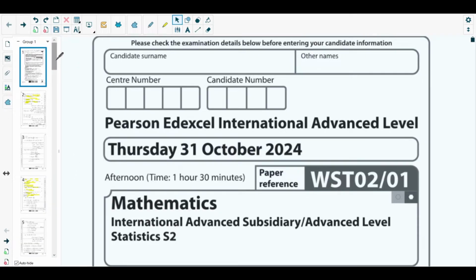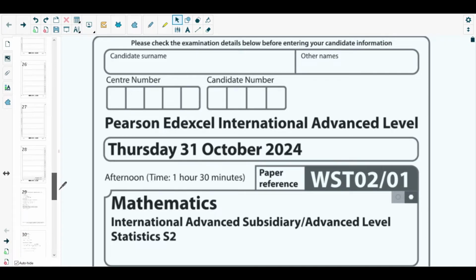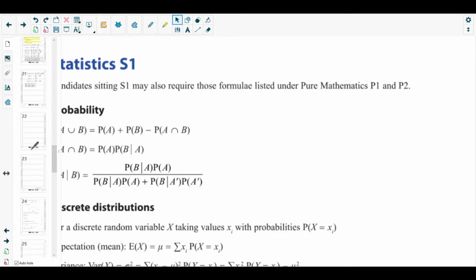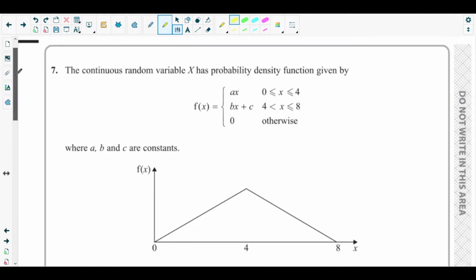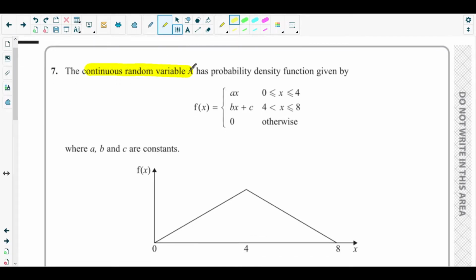Okay, so let's get started with the last question of this paper, which is question number 7. Here you go. Question number 7 says the continuous random variable X has probability density function, PDF, given by f of x equals ax for x greater than or equal to 0, less than or equal to 4, bx plus c for x greater than 4, less than or equal to 8, and 0 otherwise, where a, b, and c are constants.